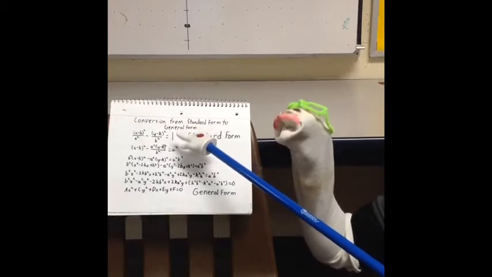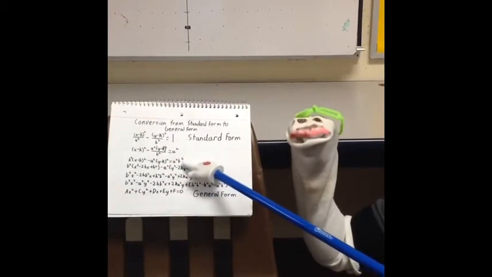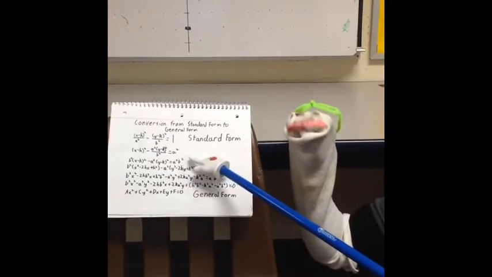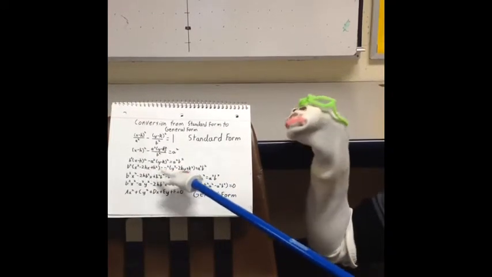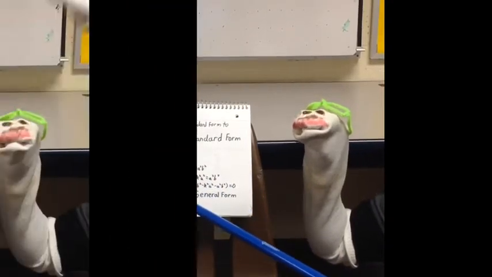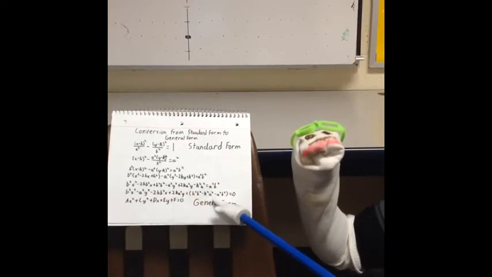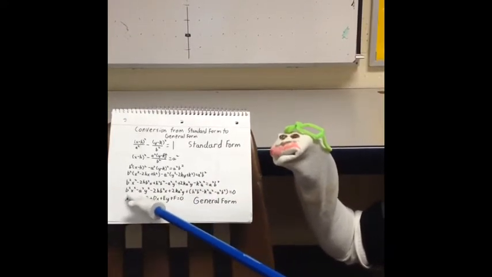To convert from standard to general form, we first multiply by a squared and b squared to get rid of the denominators. Then we can FOIL the terms that are squared. After that, we distribute the coefficients. And then after a little bit of moving around all the terms and substituting for the constants, we have general form.